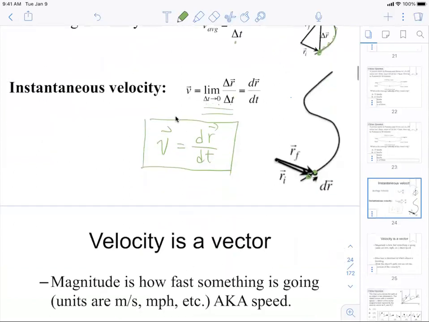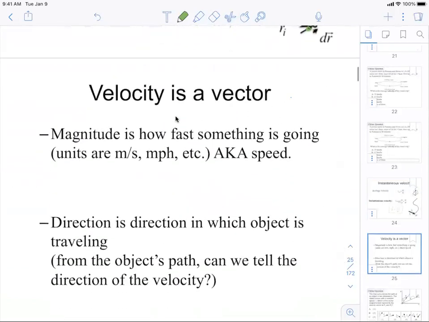Okay, so velocity is a vector. The magnitude is AKA speed, how fast you're going. If you tell people, I'm driving 50 miles per hour, you're telling them your speed. If you say, I'm driving east at 50 miles per hour, you're also telling them in what direction you're going. So you have told them your velocity, both the magnitude and the direction in which you're traveling.